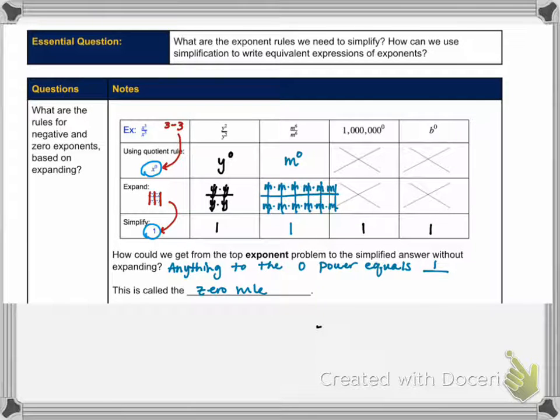And so that's going to be called the 0 rule. Anytime you see that, the thing that is raised to the 0 power is what equals 1. Okay? All right, let's build using that same idea, the negative rule.